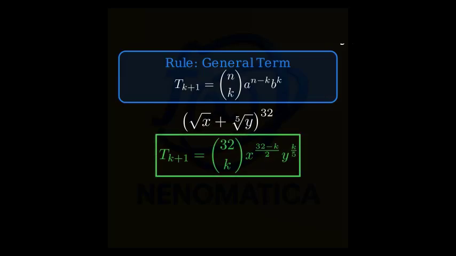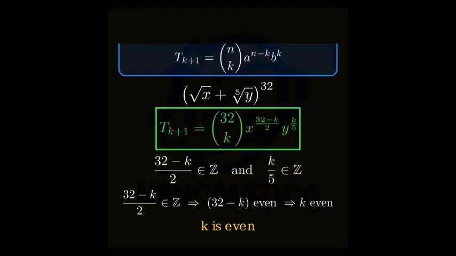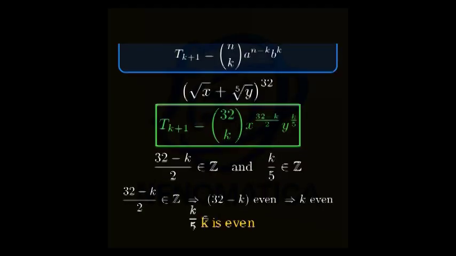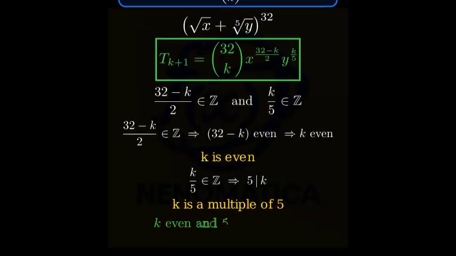Step 2. For a term to be rational in x and y, the exponents must be integers. That is, (32 minus k) over 2 is an integer, and k over 5 is an integer. From the first condition, 32 minus k is even, so k is even. From the second condition, k must be a multiple of 5. Satisfying both means k must be a multiple of 10.